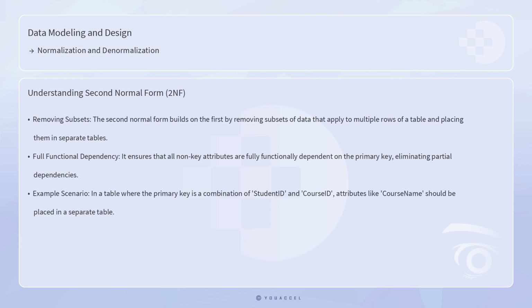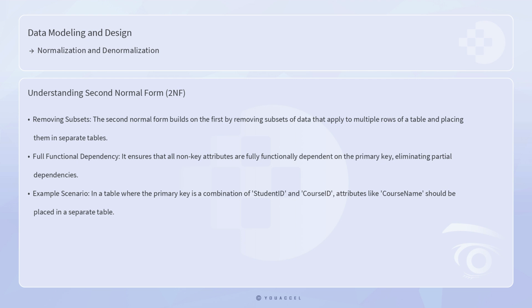The second normal form builds on the first by removing subsets of data that apply to multiple rows of a table and placing them in separate tables. It also ensures that all non-key attributes are fully functionally dependent on the primary key. This means eliminating partial dependencies, where a non-key attribute is dependent on only part of a composite key. For example, in a table where the primary key is a combination of student ID and course ID, attributes like course name should be placed in a separate table because course name depends only on course ID and not on student ID.